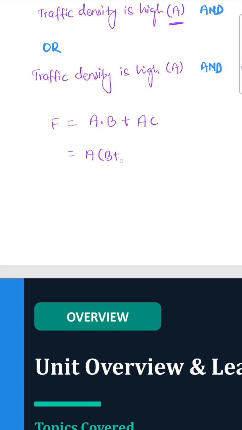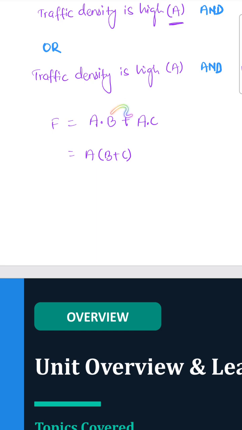a b plus c, and this reduces the number of gates, right? We can count the number of gates: 1, 2, 3 in the first initial expression, there are three logic gates required, two AND gates and a single OR gate. But in the simplified form, there is only one AND gate and one OR gate, right?